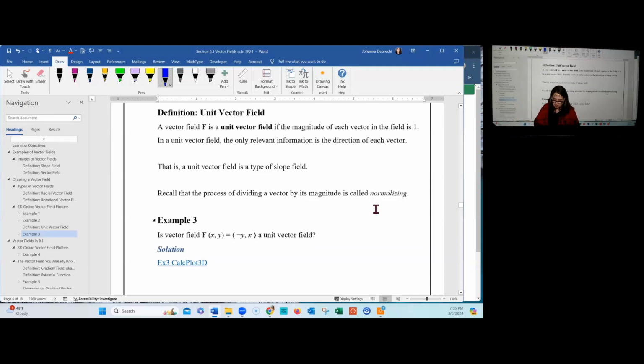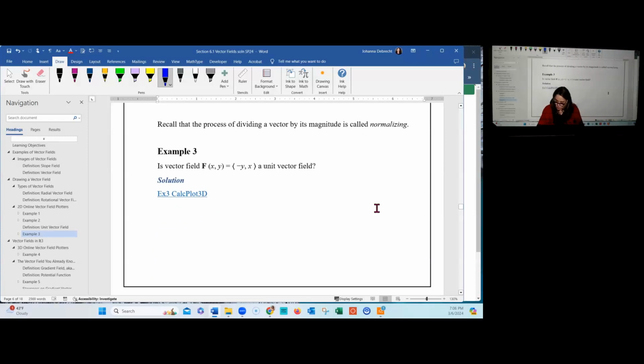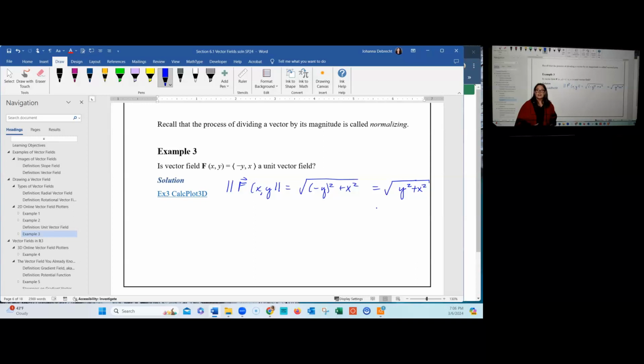To determine if it's a unit vector field, what we would want to do is find the magnitude of it. In this case, we're going to find the magnitude by squaring each component, adding them together, and then taking the square root. This gives us the square root of x squared plus y squared. That is not equal to 1. And because it's not equal to 1, it is not a unit vector field.